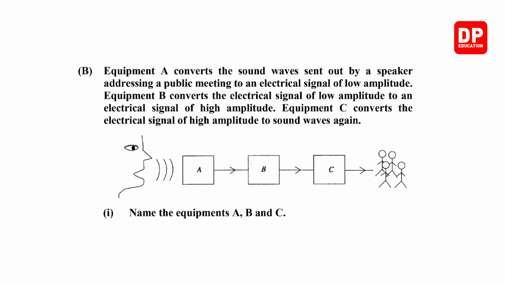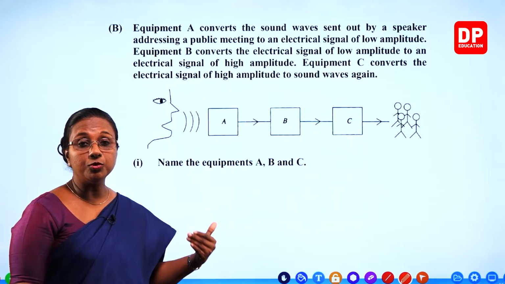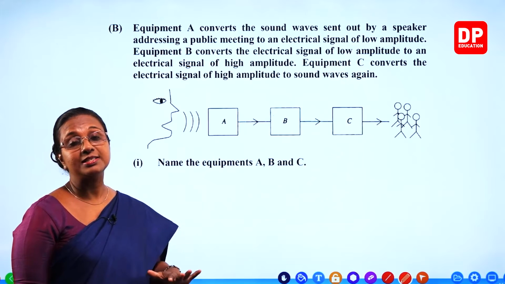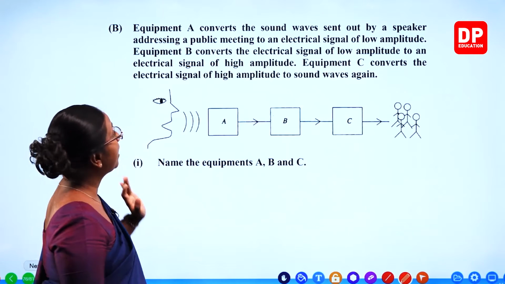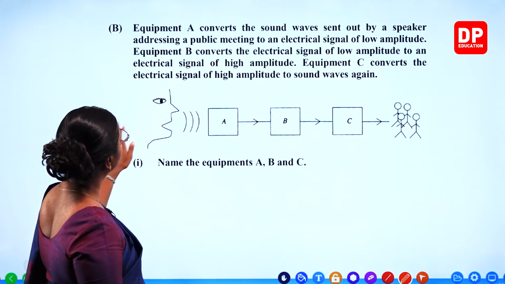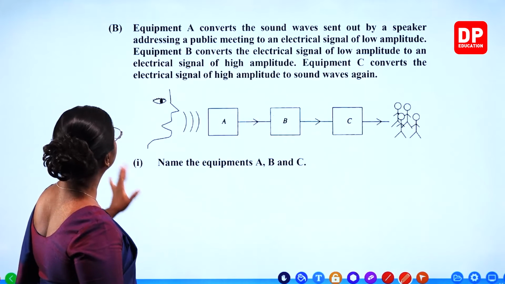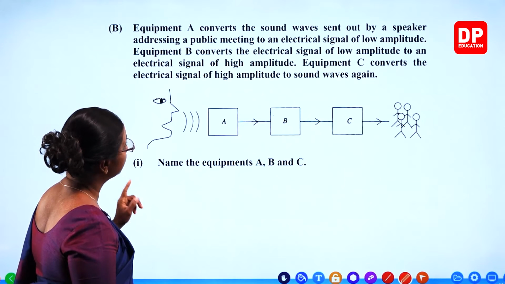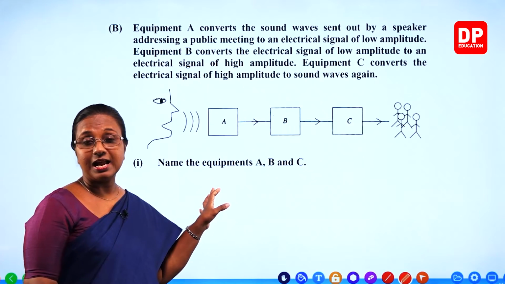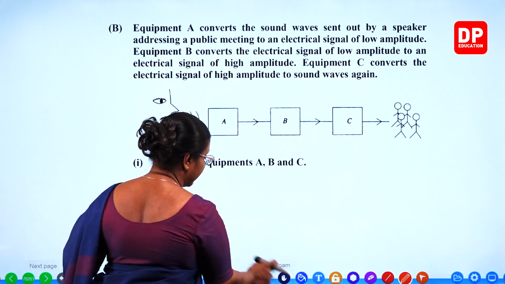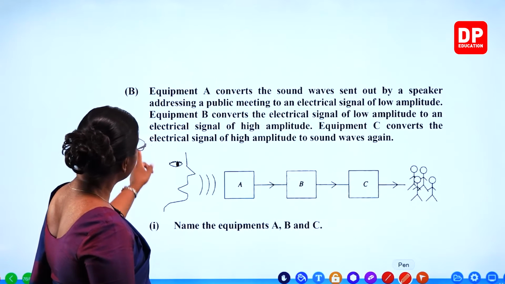Now this is part B. So there it was a chemistry related question where we looked at both electrolysis as well as the simple cell electrochemical process. Now this is part B. There you can see equipment A converts the sound waves sent out by a speaker addressing a public meeting to an electric signal of low amplitude. So here you all can understand it is a physics related question.